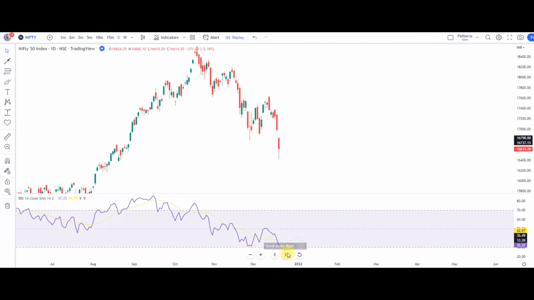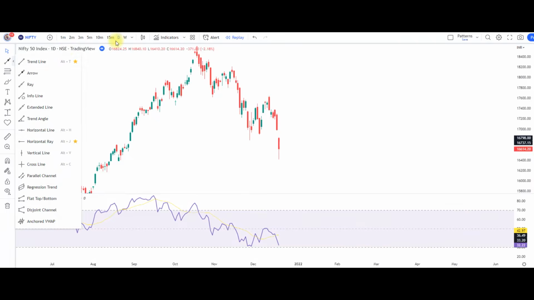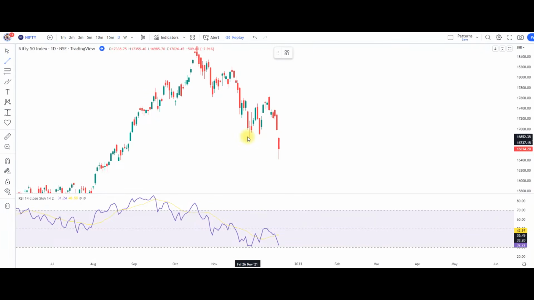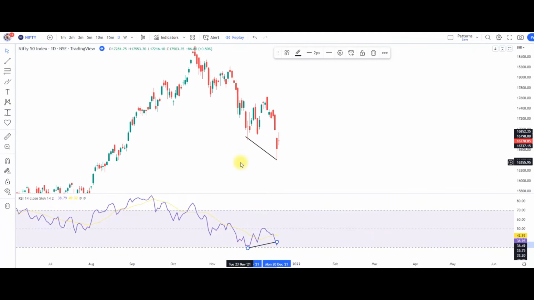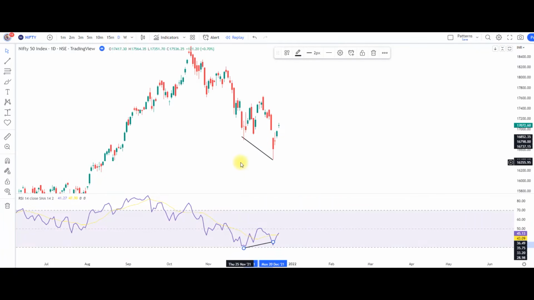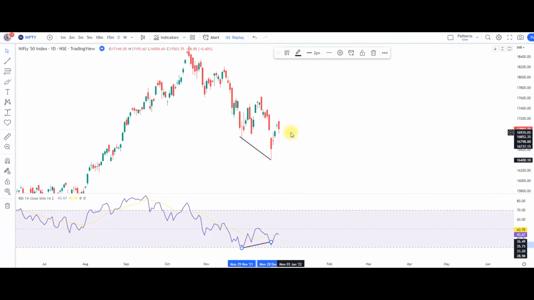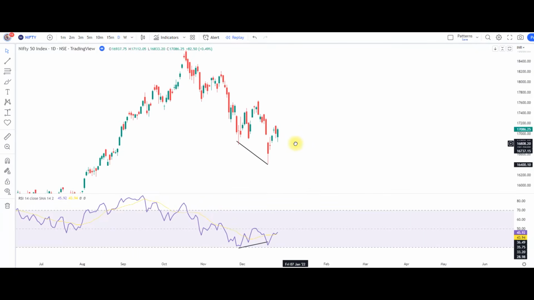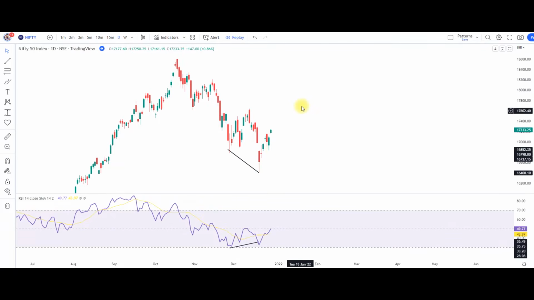We can see one more example for the bullish divergence. This is the Nifty daily time frame chart. Here you can see the price is making lower lows and RSI is making higher lows. So we can see how the trade is going on now. So if you enter into the daily time frame chart, your reward is way more. So after that, price was moving in a continuous uptrend.